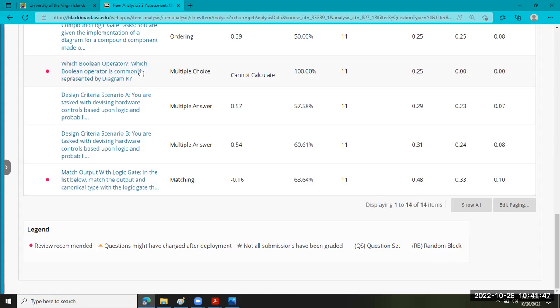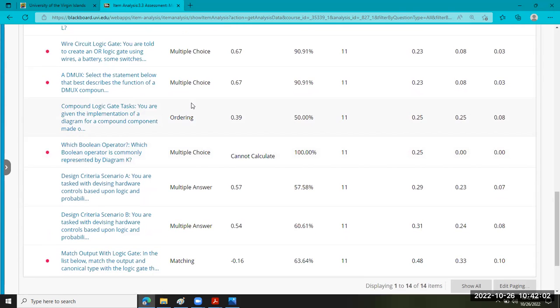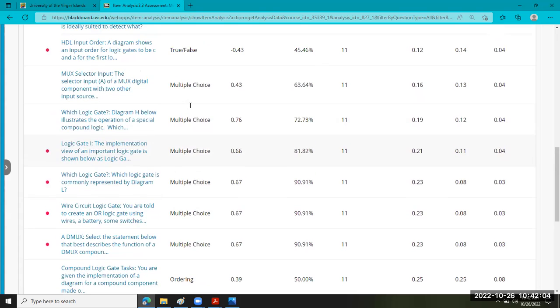But here, multiple choice cannot calculate. The points possible was 1/4 point, and the average for the class was 1/4 point. That means everybody got this one correct, right? So we're not gonna review that one. But if there's any other ones you want to review that were close, we'll take a look.